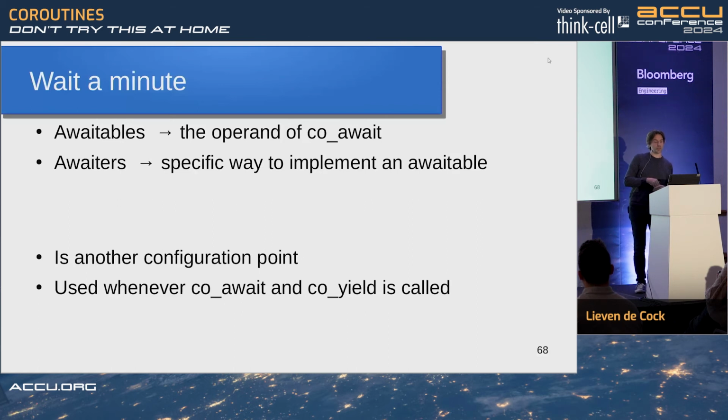What are awaitables? Awaitables are the operand of co_await. Remember, we wrote co_await and then something. That something is an awaitable. It's also used in case of co_yield. Remember, in our implementation of yield value in the promise type of radio station, we were storing the value and then we were also returning suspend always. And awaiters are a specific way to implement an awaitable. We will see some examples. So whenever co_await and co_yield are called, awaitables, awaiters come into play. So that means we already know two awaiters. We will see them shortly.